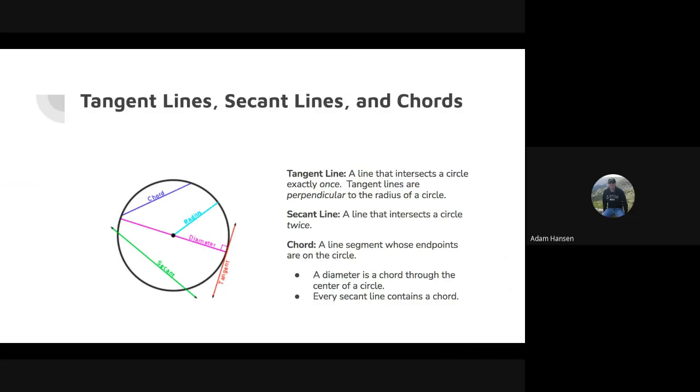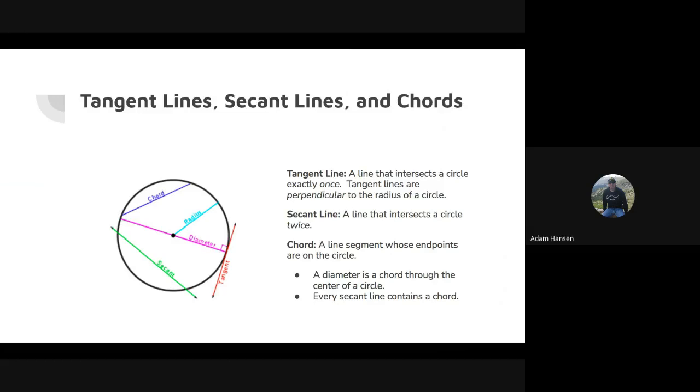Here's the diameter. Are the left and right endpoints of the diameter on the circle? Yes. So is a diameter also a chord? Yes, it's just a chord that happens to go through the center. It's a specific type of chord. Every diameter is also a chord, but not all chords are diameters. For example, that blue chord is not a diameter.